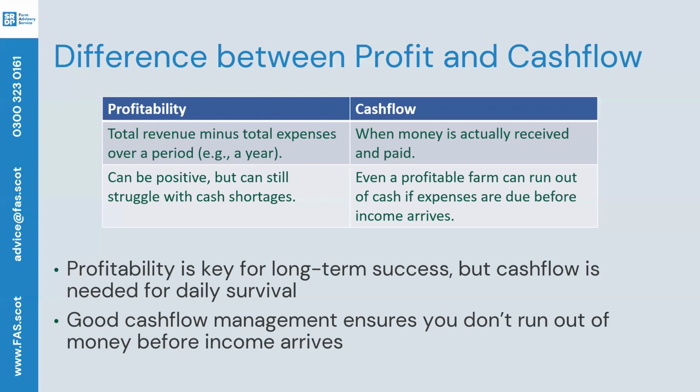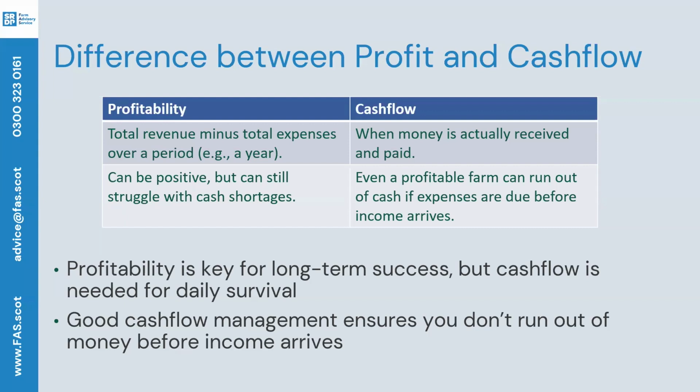On the other hand, cash flow is less about how profitable your business is, and more the measurement of when money is actually received and when money is actually paid out. If you run out of cash before you make your income, your business might not survive. So the fundamental difference here is that profitability is really important, don't get me wrong, for long-term success. But cash flow and the management of cash flow is needed for that daily, weekly, monthly survival of your business. Good cash flow management makes sure you don't run out of money before the income arrives, before the reward for all the effort that you've put in arrives.